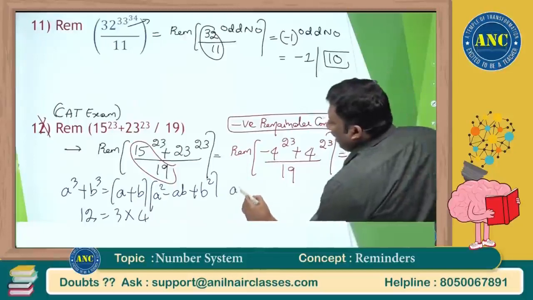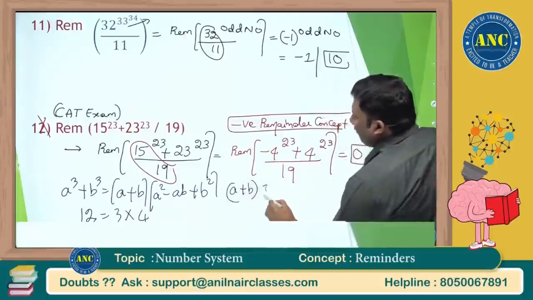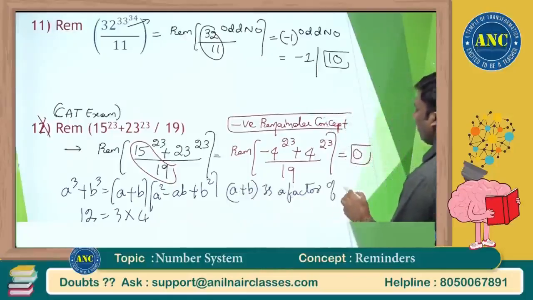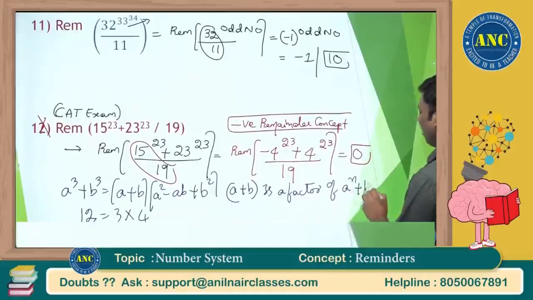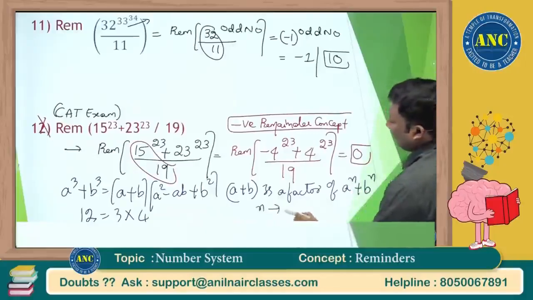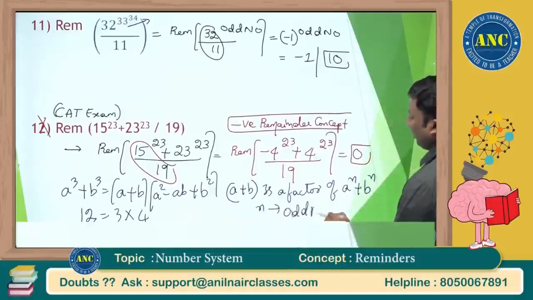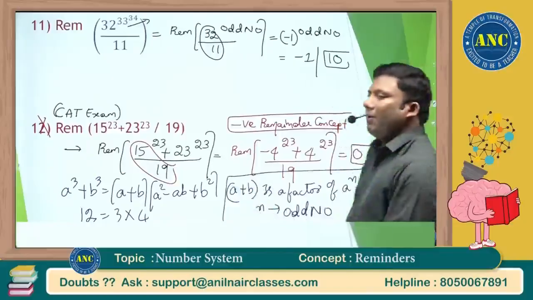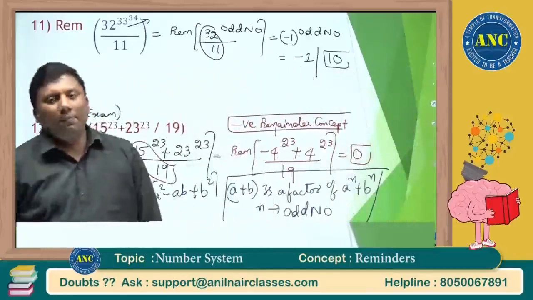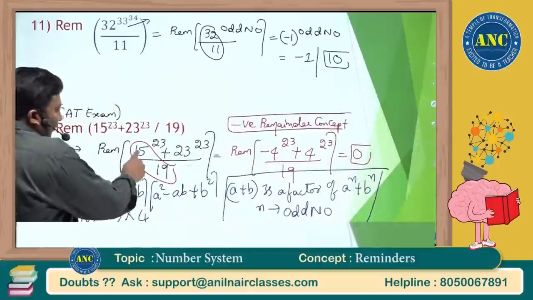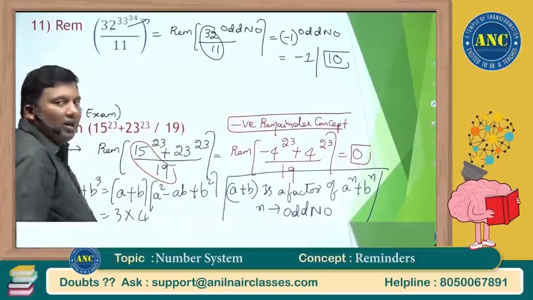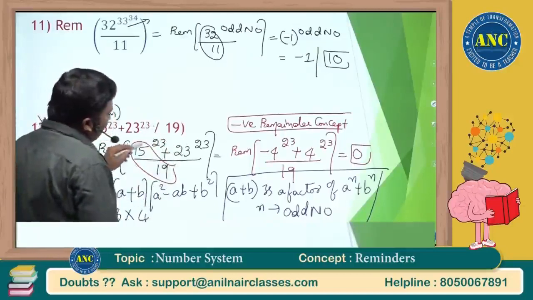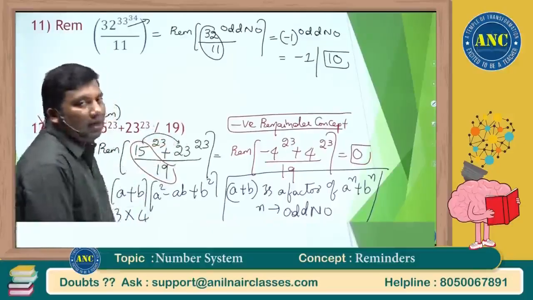That means A plus B is a factor of not only A cube plus B cube, it is a factor of A power n plus B power n if n is an odd number. If n is an odd number, A plus B is always a factor of A power n plus B power n. What is the power value? Power value is 23, it is an odd number. So it is divisible by A plus B.